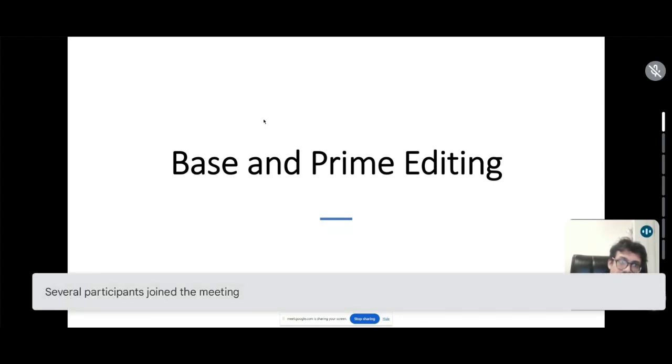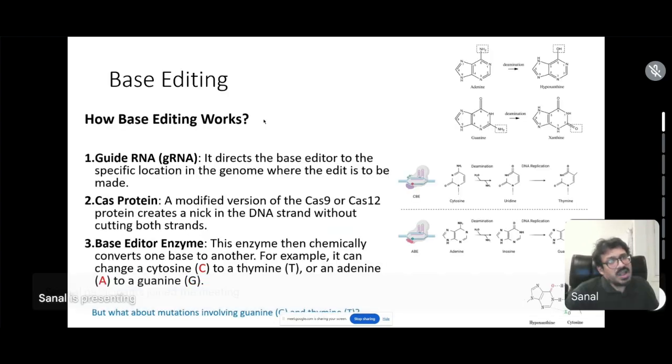Now I'll briefly speak about base and prime editing. How base editing works. So there will be a guide RNA. Guide RNA guides essentially the Cas9 protein to the target. So it directs the base editor to the specific location of the genome where the editing is to be made. So what happens? Here, the Cas9 is essentially a DNA cleaving element. It's a DNA chopper. It cuts DNA into multiple pieces.